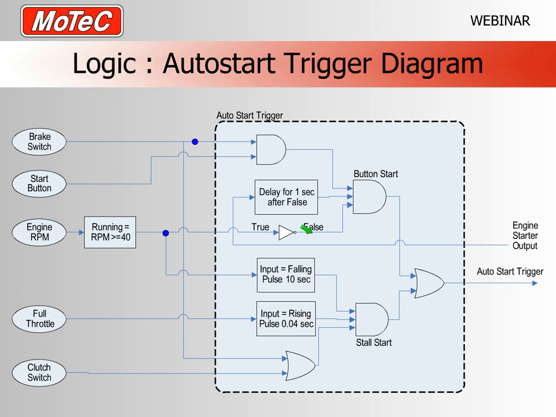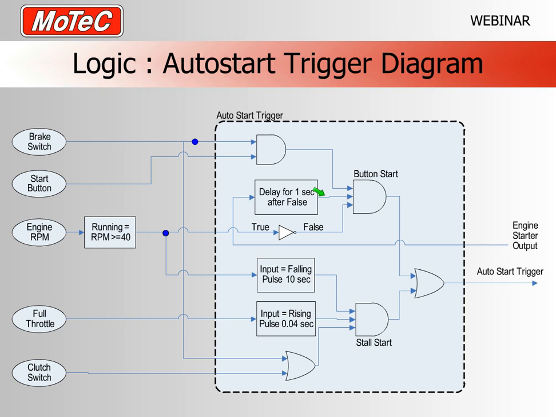We need our engine RPM to be false. Okay, so I've got a little inverter gate there that turns a true signal to a false signal. And that means our engine RPM is less than 40, which is a scaled version of 400 RPM. And that means that must be false.